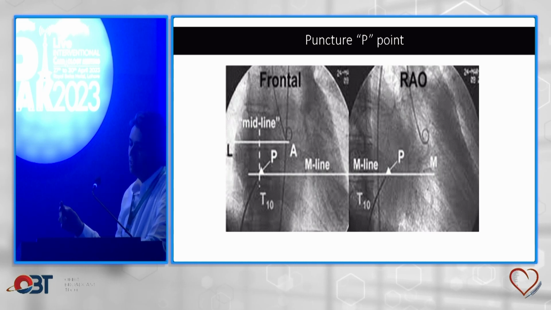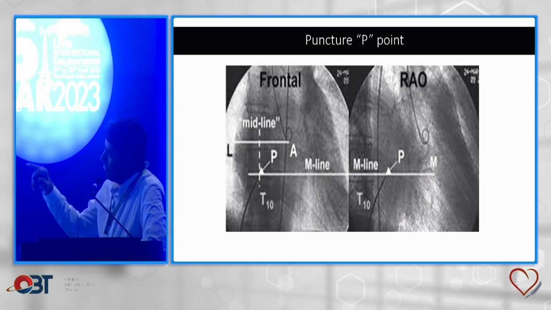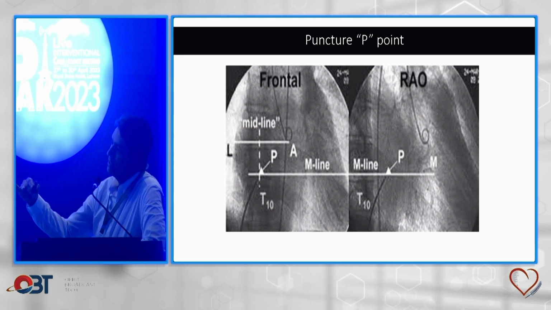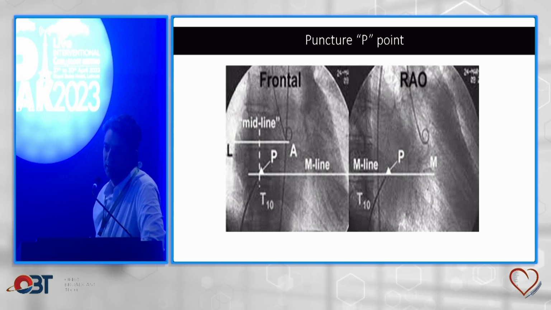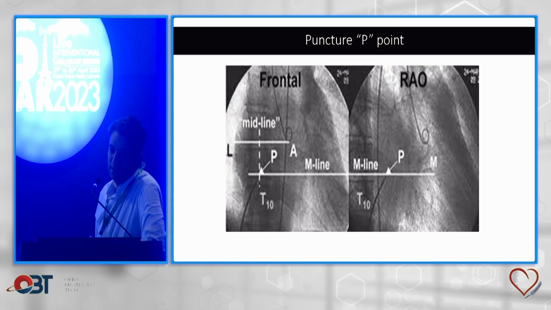Now, keeping in mind these two lines, and we are working in frontal view, AP view, and we have seen from the RAO view the horizontal midline in relation to the T10 vertebra. So we'll identify the puncture point where this horizontal midline transects the vertical midline. This is our ideal puncture point, about 2 to 2.5 centimeter area is the puncture point.